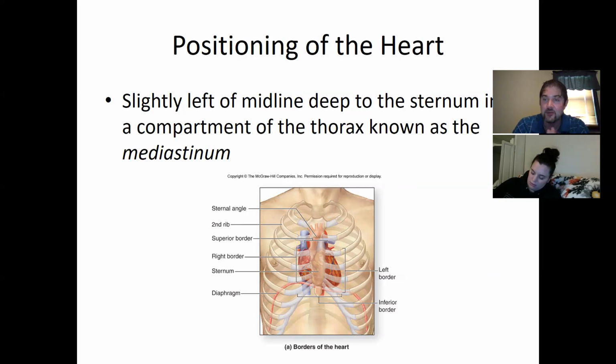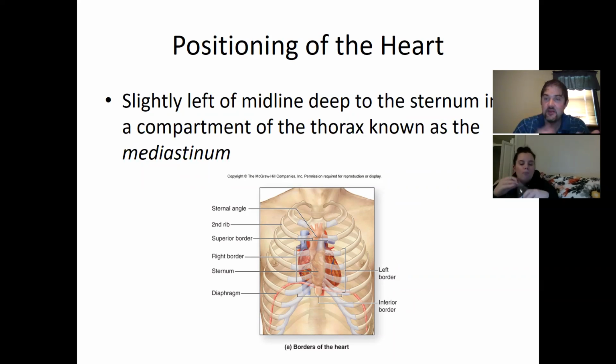Imagine that they're reading a medical chart. They should be able to find a structure based on your description. So you got to be as thorough as you can. So you can say stuff like, the heart is located deep to the sternum. That means it's underneath the sternum.